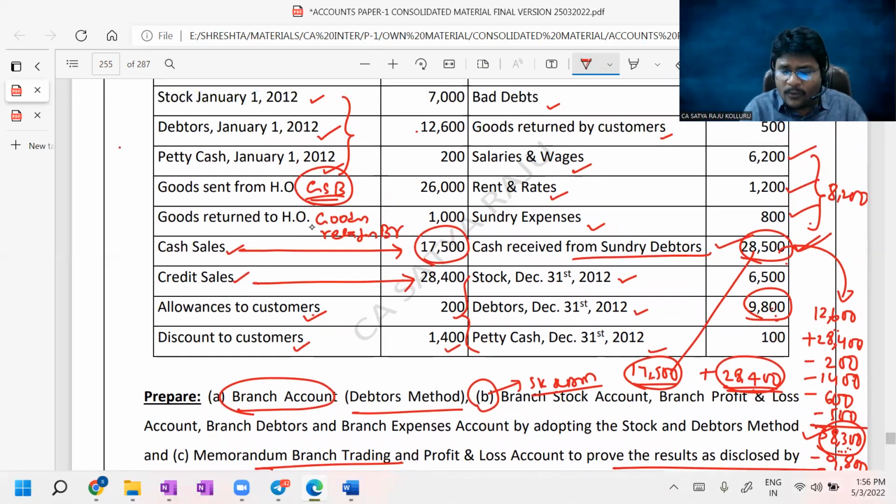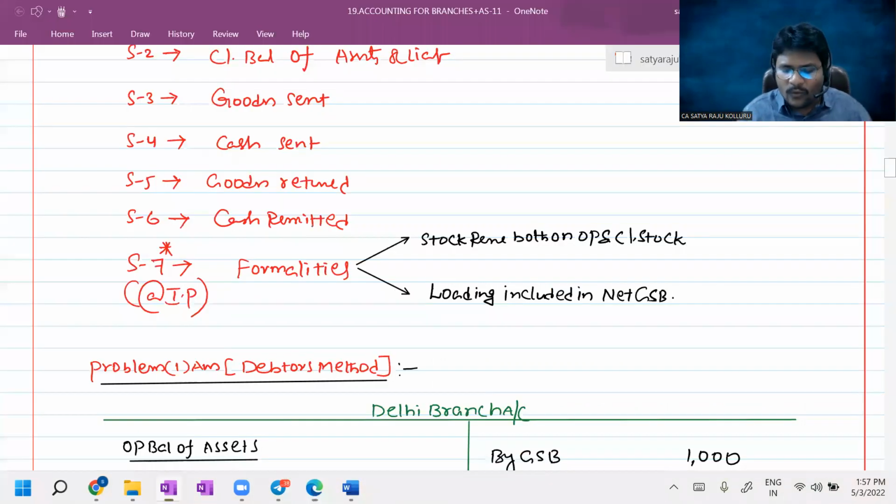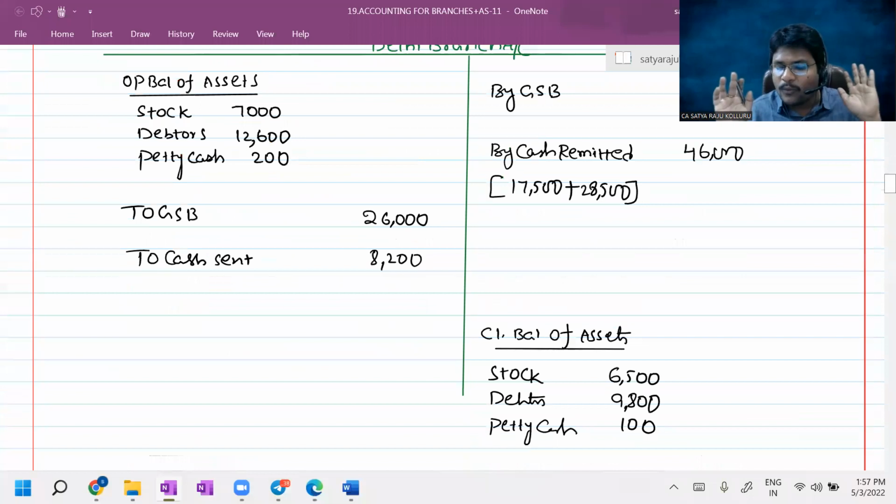Sir, then what about all these expenses and income, sir? In the debtors method, we should not record any transactions occurring between the branch and an outsider. If you check allowances to the customer, discount to the customer, bad debts, all those are transactions between the branch and an outsider. Salaries and wages, branch and employee. Rent and rates, branch and owner. Sundry expenses, branch and the other party. Such expenses we never take into consideration in the debtors method. So that's why I make only the 6 steps in the report here.